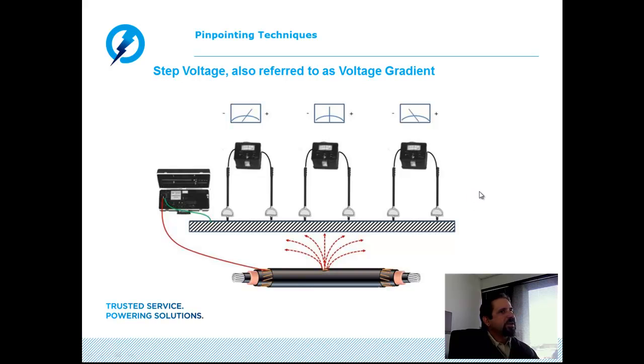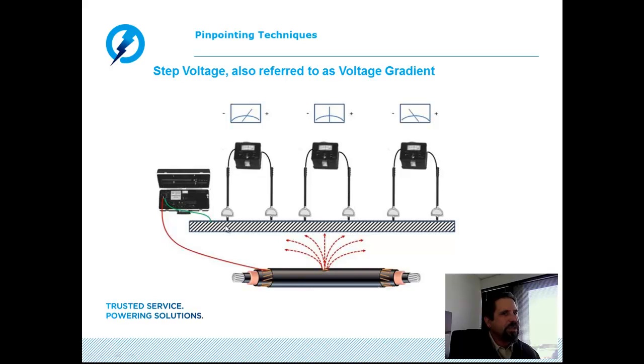Now, one of the other pinpointing techniques, if we are dealing with a jacketed cable, and for instance maybe we're looking for sheath damage or damage to the outer jacket, another technique that can be used is the step voltage or the voltage gradient technique.